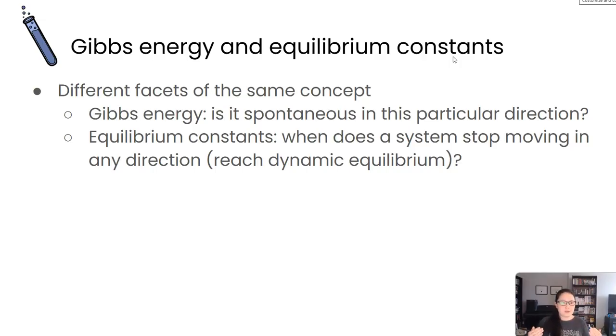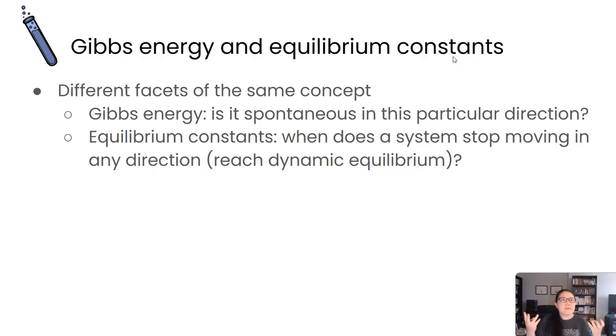So if you have a negative Gibbs energy, that means that as the reaction is written, it is going to be spontaneous in that particular direction. And then you're going to have an equilibrium constant. Again, if we have that Gibbs energy that is negative, it's going to go in this direction and it will stop once it hits equilibrium. And you know when it hits equilibrium based on the equilibrium constants.